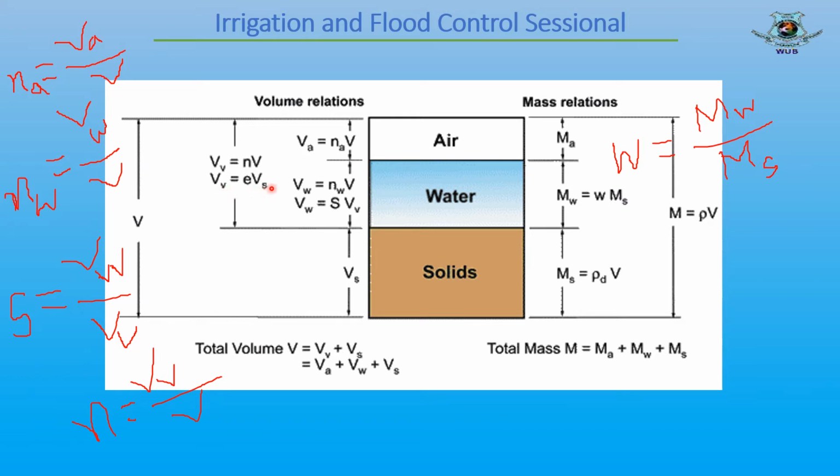And the other equation is VV equal to E into Vs. Here E is the void ratio, so when void ratio E is given we will use this equation, and from the relation of void ratio E we know void ratio E equals volume of void divided by volume of soil particle.